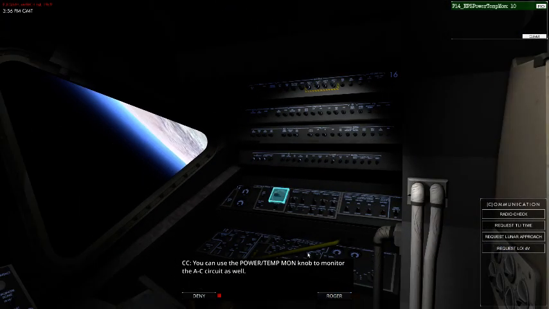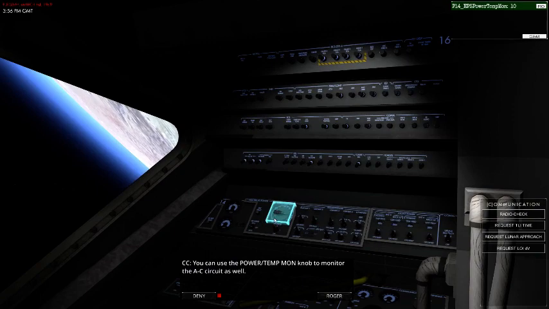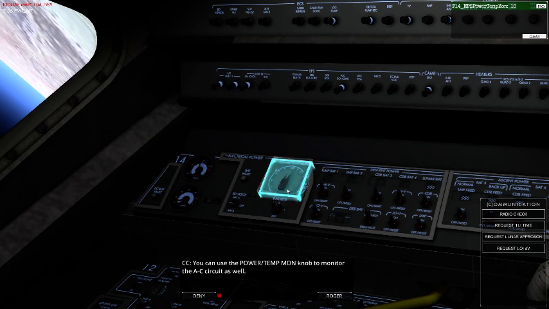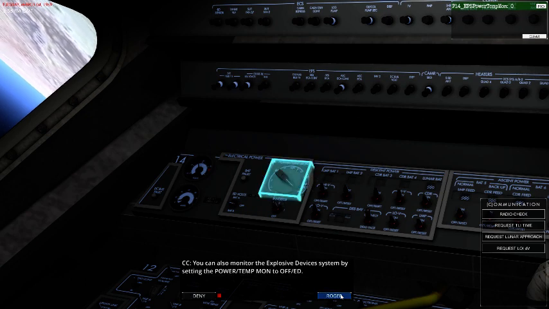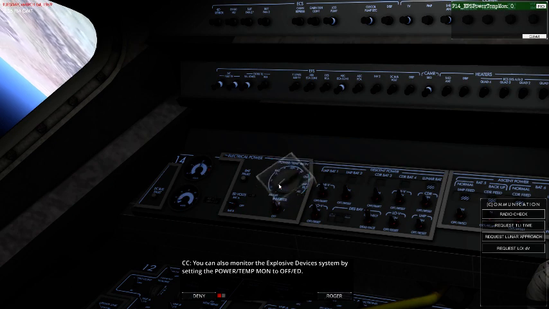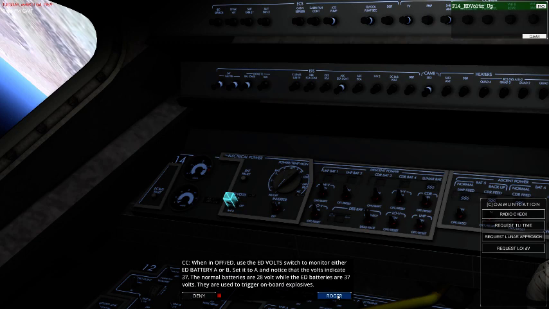So you can use the power temp monitor knob to monitor the AC circuit as well. Go through the reverse cycle quickly. There we are. Also, you can monitor the explosive devices system by setting the power temp to ED off. When in ED off, use the ED volt switch to monitor either the ED battery A or B. Set it to A and notice that the volts indicate 37.